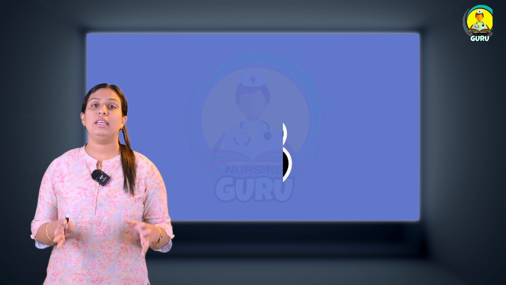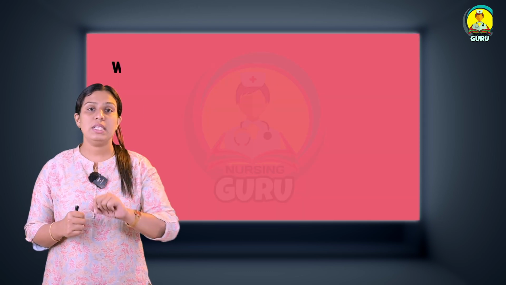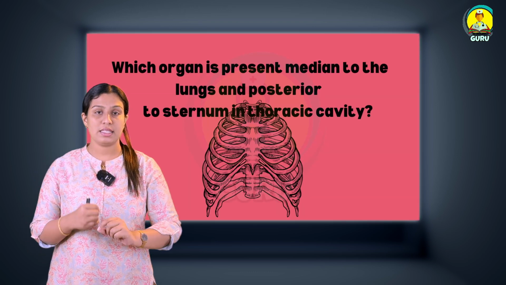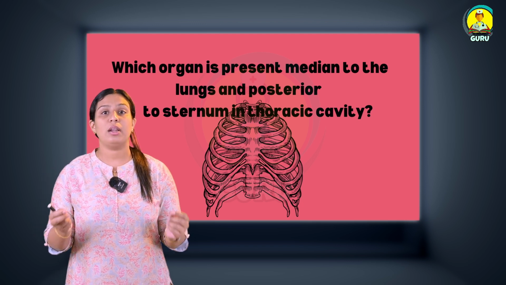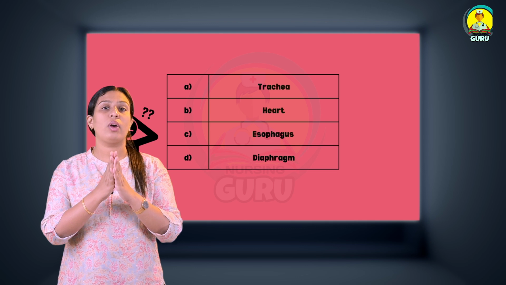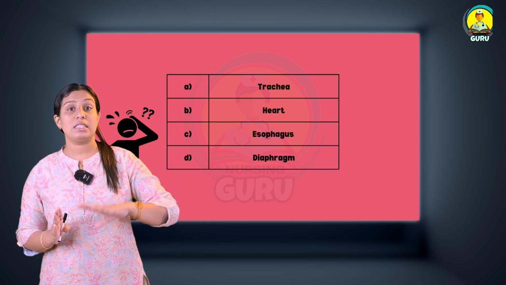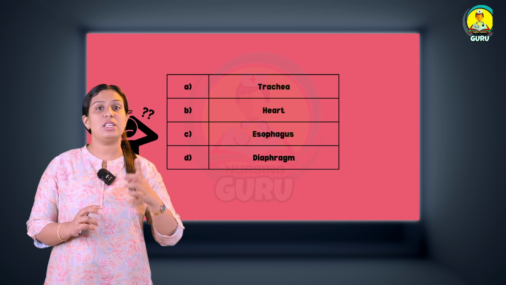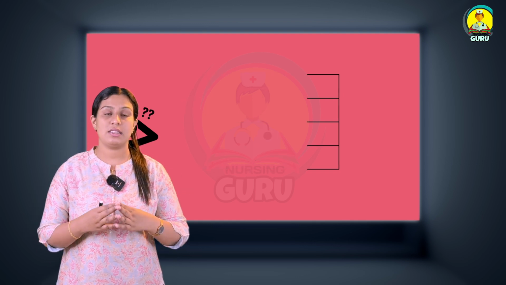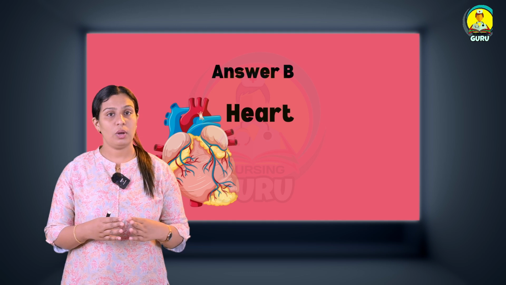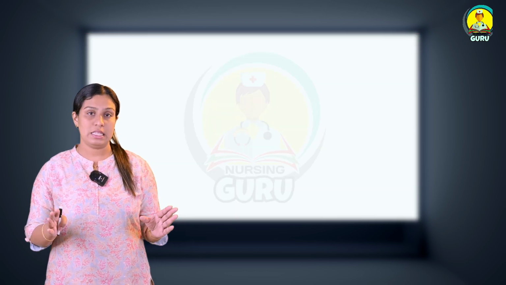Okay. So the next question, which organ is present median to the lungs and posterior to the sternum in the thoracic cavity? Here you will get 4 organ names. First organ is trachea, second one heart, third one esophagus and the last one is diaphragm. Here the answer is option B. Okay, alright, I hope this much is clear.